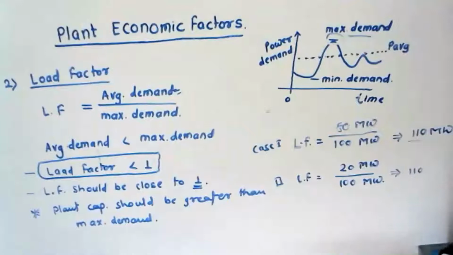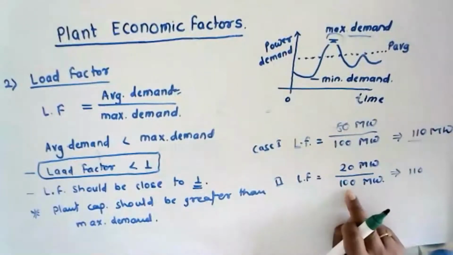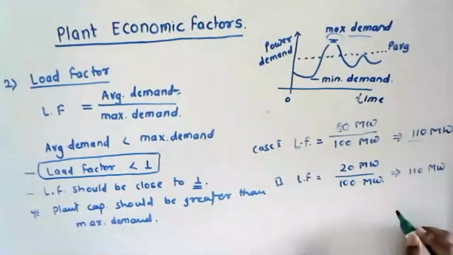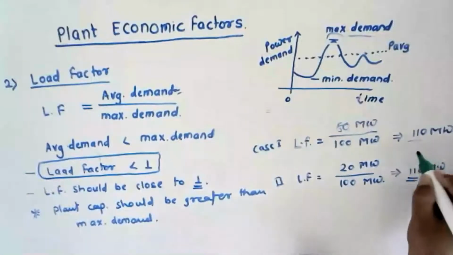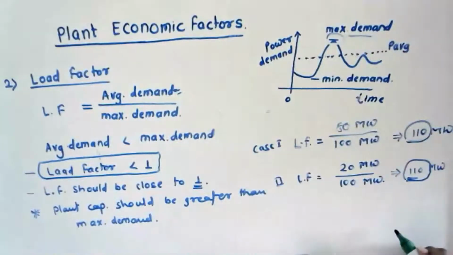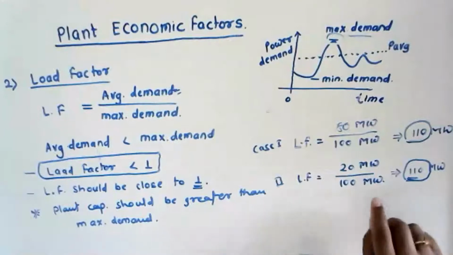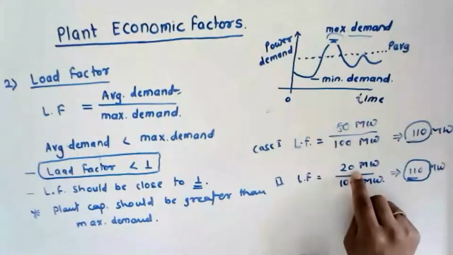Because what is our main condition? It should also satisfy the maximum demand. The power plant should also satisfy the maximum demand. So hence, the rated capacity of the power plant should be 110 megawatt. Okay. So now what is going to happen? In the first case average power is 80 megawatt and in this one average power is 20 megawatt.